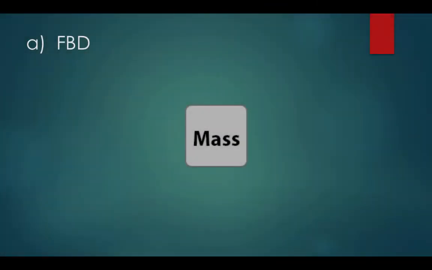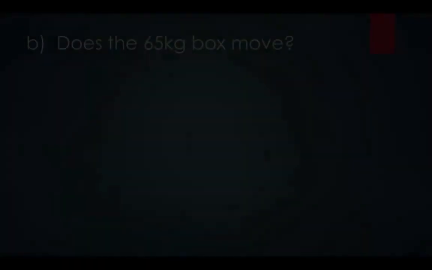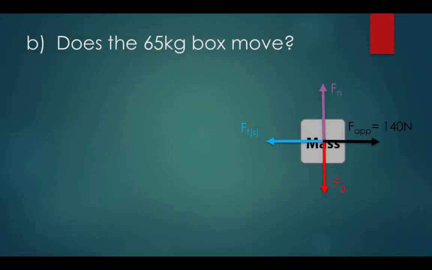Here we draw the box. Here's force gravity. Here's force normal, since the box does not sink or rise. Here's the applied force of 140 newtons. Here's the arrow representing friction force, which we don't know the value of yet. Does the 65 kilogram box move? Here's your free body diagram.